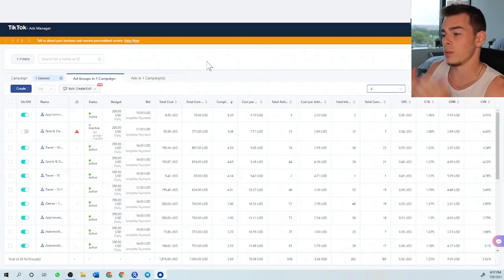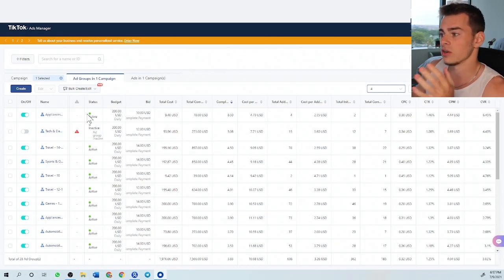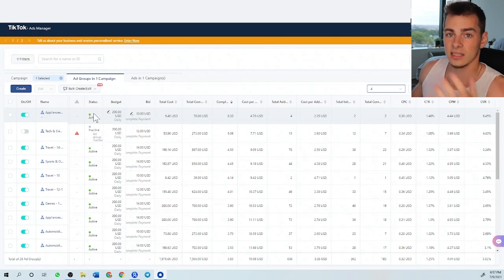So going from left to right, we have the name of the campaign or the ad set or the ad. That's very important, obviously, because we want to know what we're targeting. Are we doing open targeting? Are we doing an interest? Are we doing specific bids? And that leads us into our status, whether or not it's active or inactive.